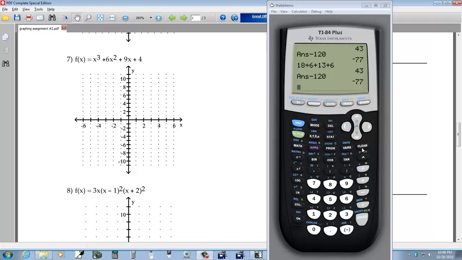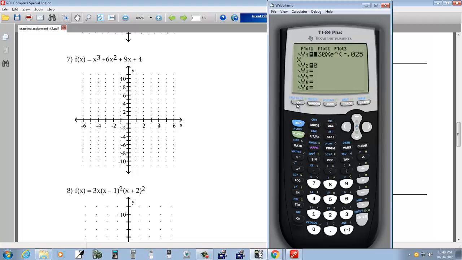I just generally defined zeros on your TI-83, TI-84 calculator. Number 7, let's take a look at it. We do x caret 3. Now if you got one of the newer TI-84s, you have to do a right arrow key to get out of the exponent mode. Plus 6x squared plus 9x plus 4. And you have to have 0 on Y2. This process does not work if you don't have 0 on Y2.